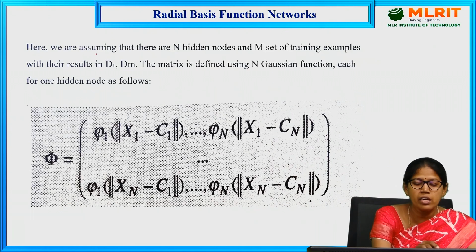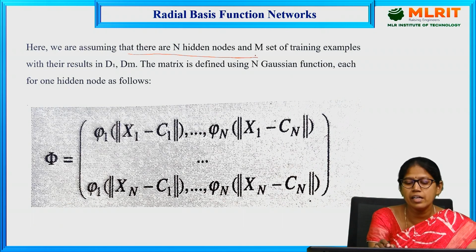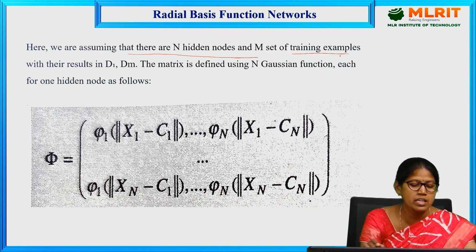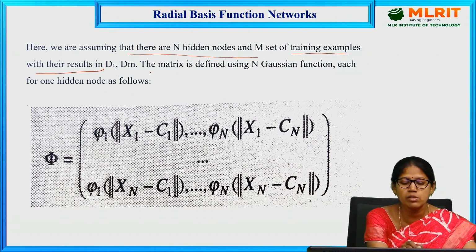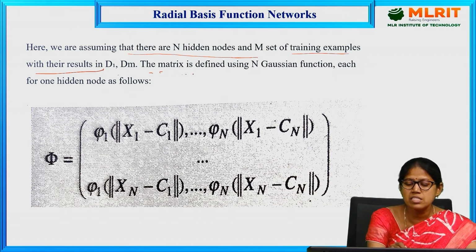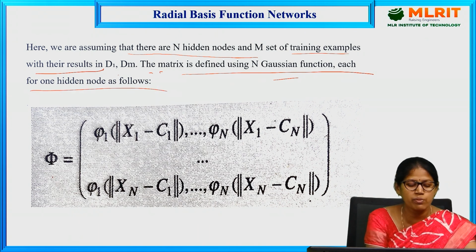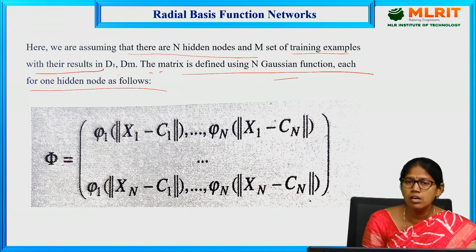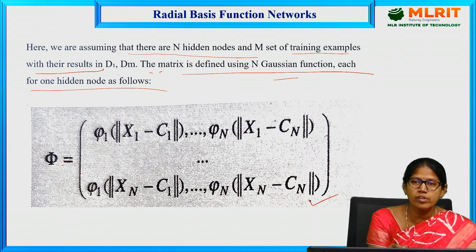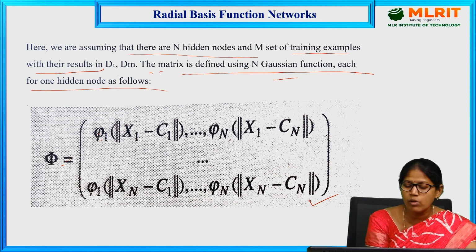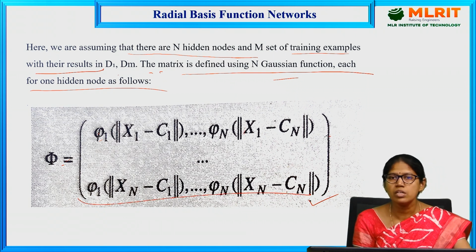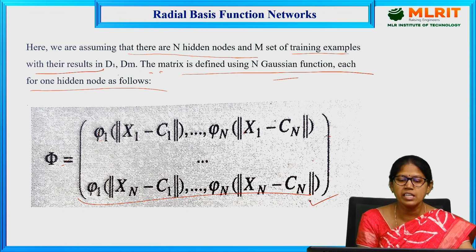Here we are assuming that there are n hidden nodes and m training examples with their results D1 to Dm. The matrix is defined using n Gaussian functions, each for one hidden node, as follows. Here is the formula for how we can solve this: phi of x1 minus c1 and so on, up to phi of x1 minus cn. In the same way we will do this for each and every training example.